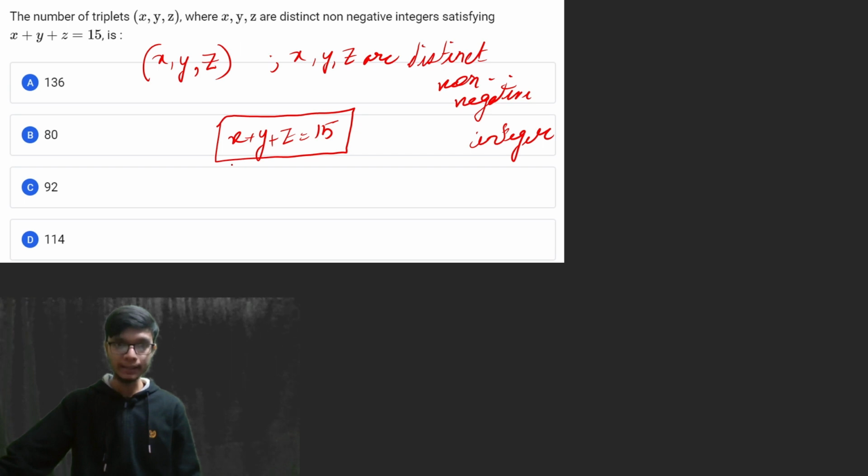Let me understand what to get from here. First of all, x, y and z are all non-negative integers, and they are not the same. All right, so for the cases, we need to form some cases.